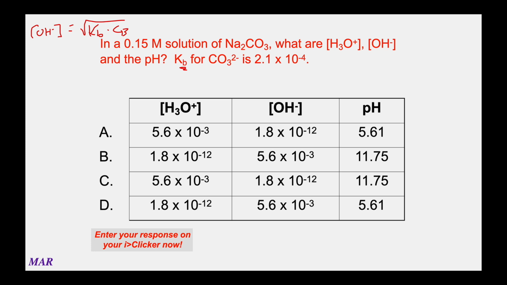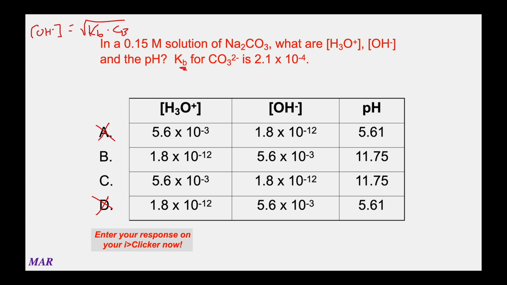And if you did all those steps, that's fantastic. That's a really cool way to do it. But let's think a little bit more about what it means to be a base, and this is a basic solution. If you look on the far right column, there's 4 possible answers, but they repeat, like there's 2 5.61s and 2 11.75s. If this is a base, the pH is going to have to be greater than 7. There's no way that answer A or answer D is going to fly, because a base has to have a pH larger than 7.